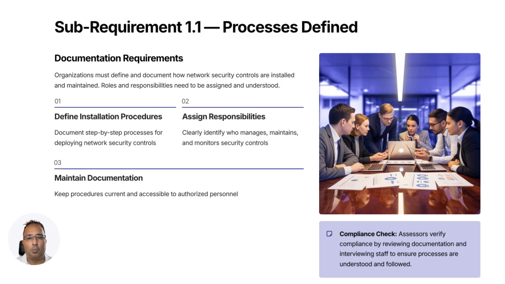Sub-requirement 1.1: Processes defined. Organizations must define and document how network security controls are installed and maintained. Roles and responsibilities need to be assigned and understood. Compliance is checked by reviewing documentation and interviewing staff.